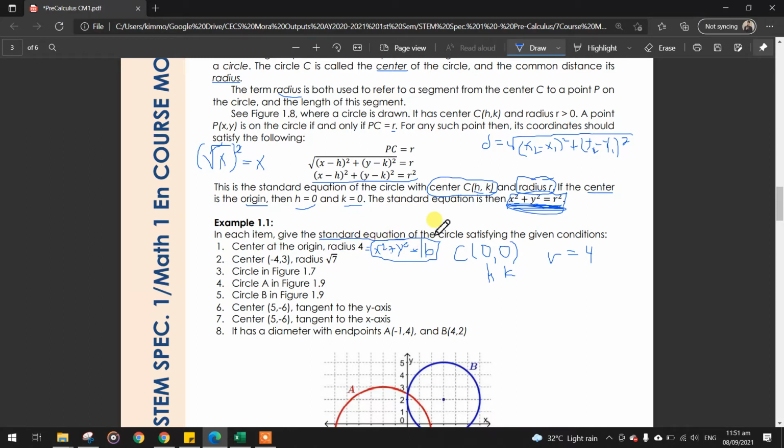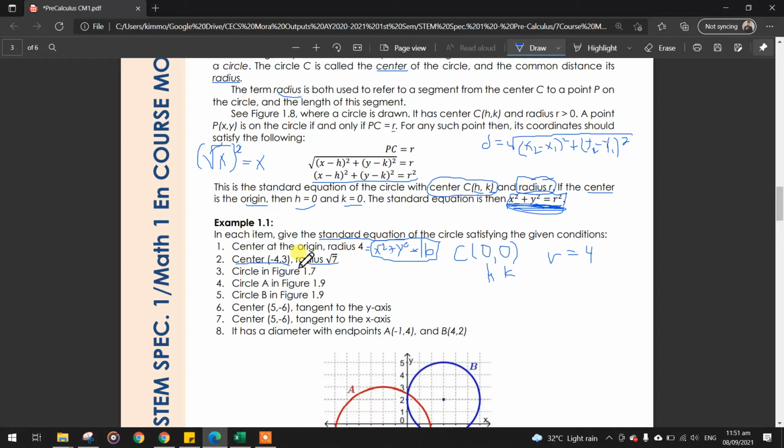Okay, another example, we have our center located at negative 4 and positive 3, and we have our radius equal to square root of 7. So again, in finding our standard equation, ang atong kailangan lang is center ug radius, and there are both given. So naa tay center, naa pay radius.